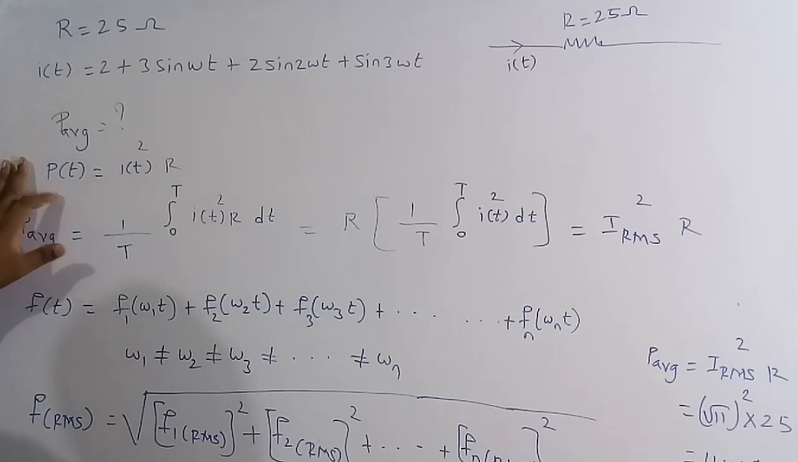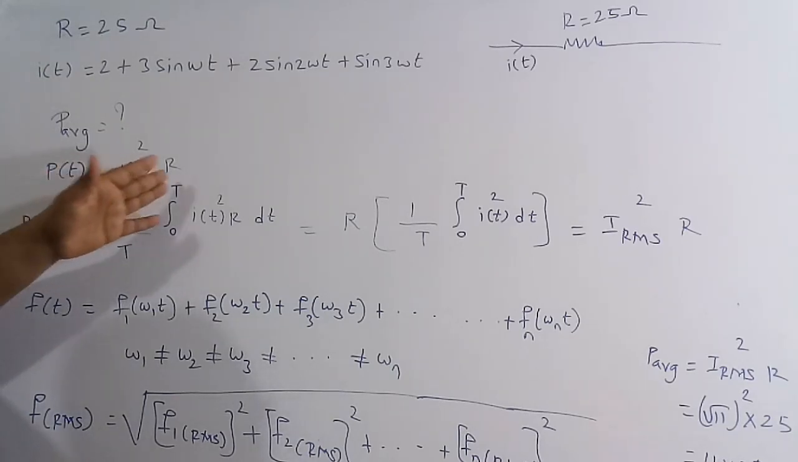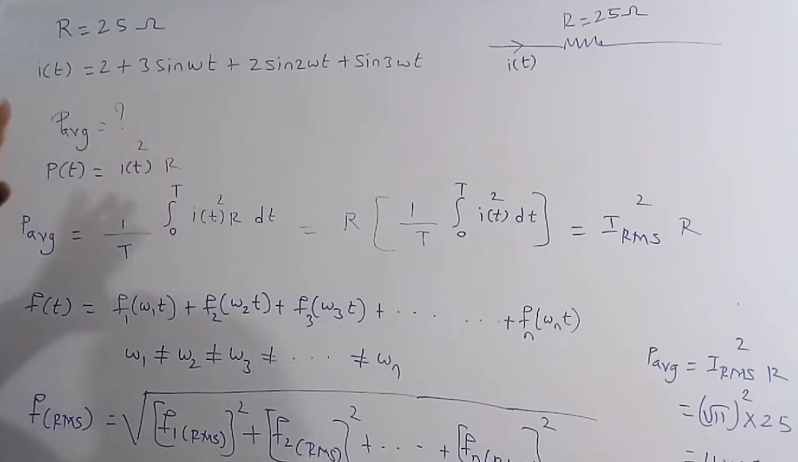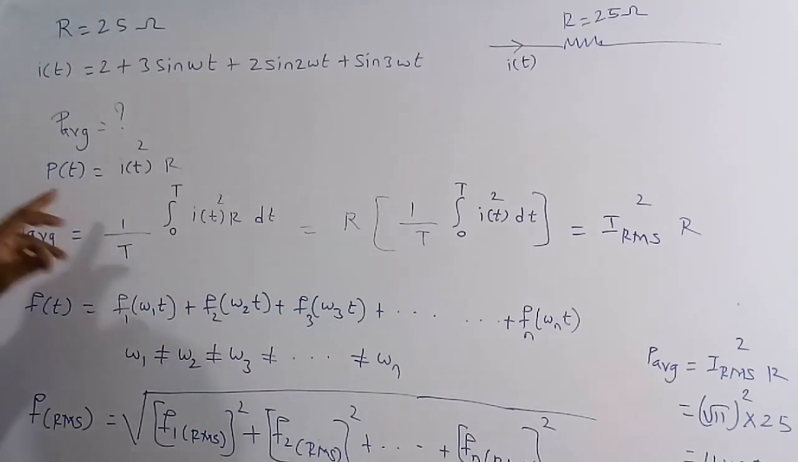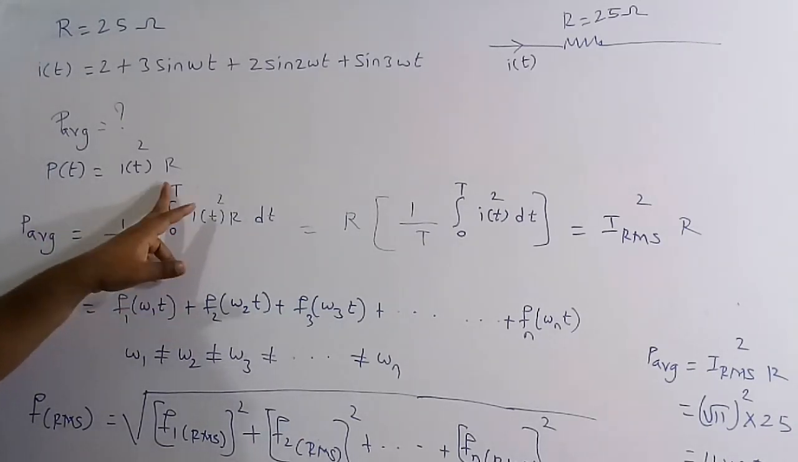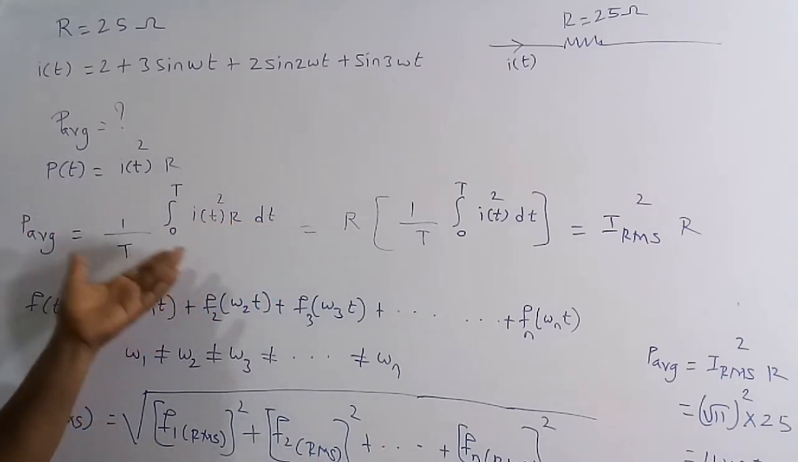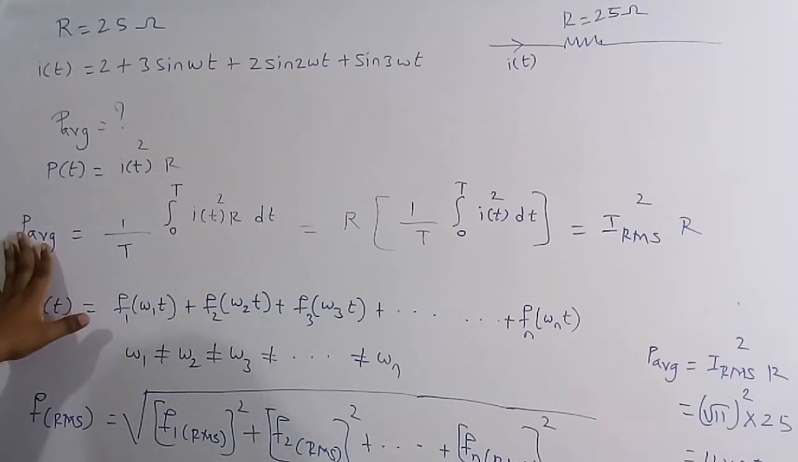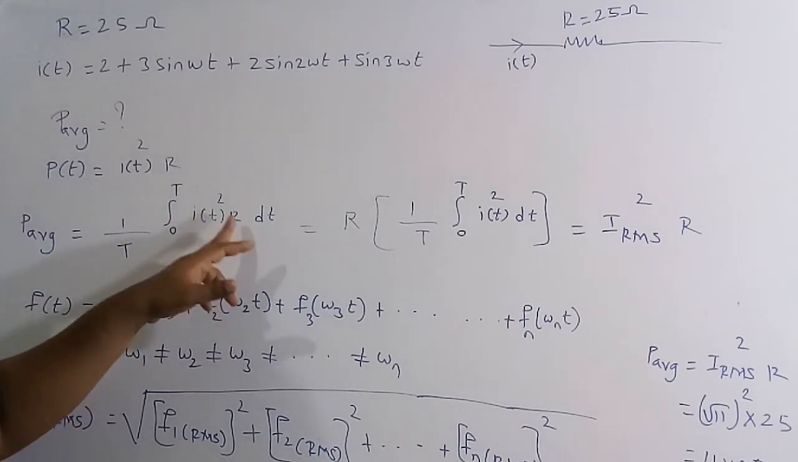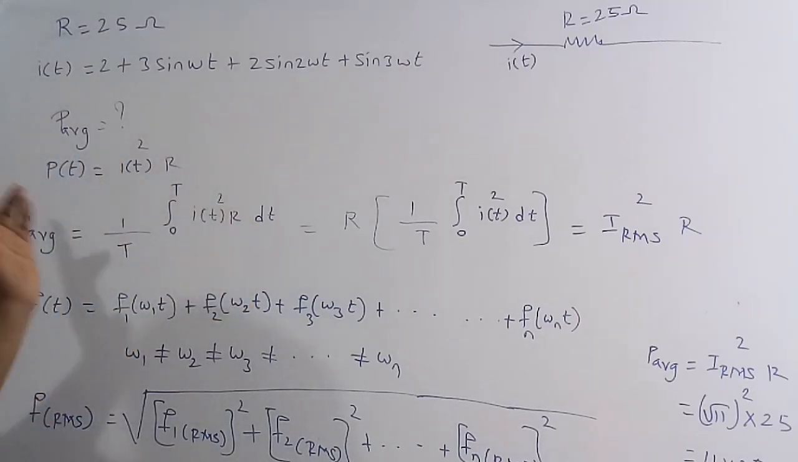Basically, the instantaneous power is equal to I squared R. So that is i(t) whole squared times R. I want to find the average power, which is 1 by T, integration from 0 to T, of i(t) whole squared into R dt, which is the integration of the power divided by the time period. That gives us the average power. The resistor is a constant, so I am going to take it outside the integration.